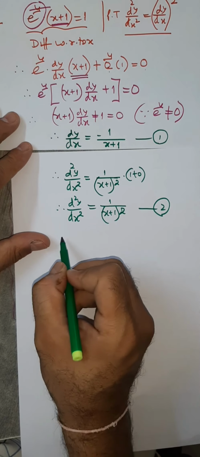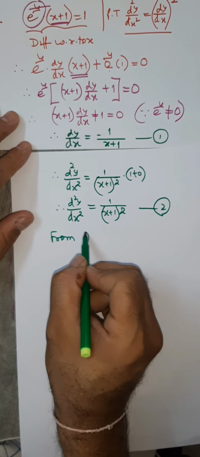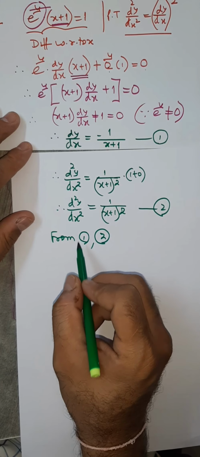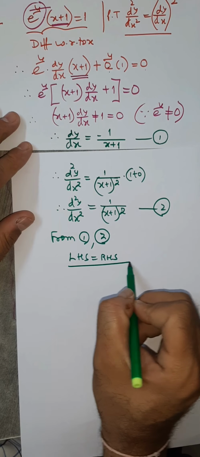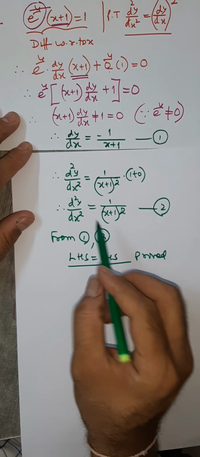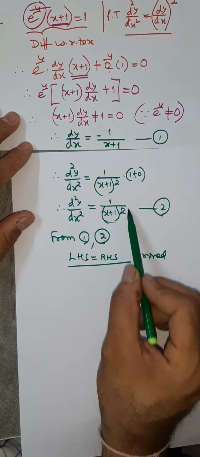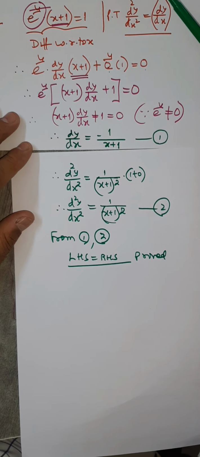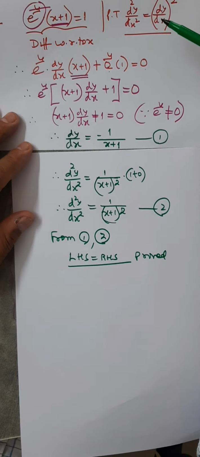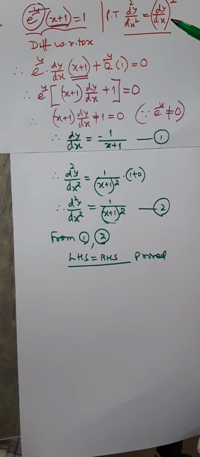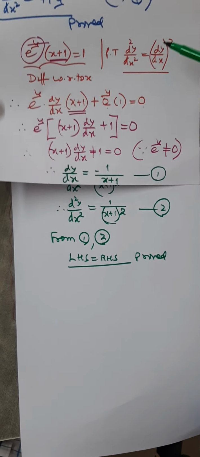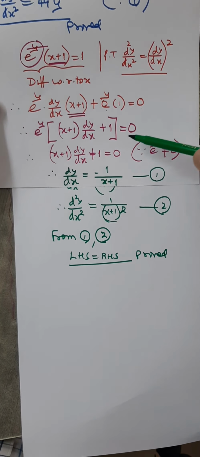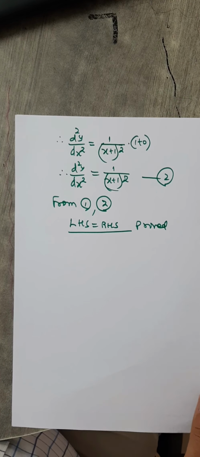This is 2. And now just look at 1 and 2 both. You will get exactly LHS equals RHS. It's proved. d square y by dx square, that is LHS. RHS, if you look at here, RHS is here only, which is (dy by dx) the whole square. This is RHS. Right? So if you square this, you will see that both are equal. Okay.